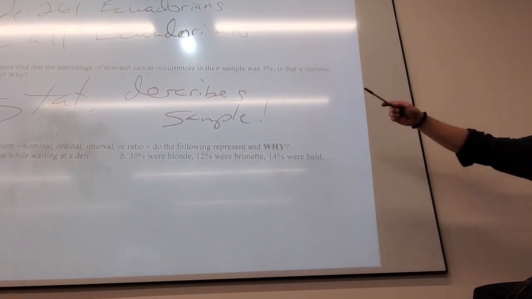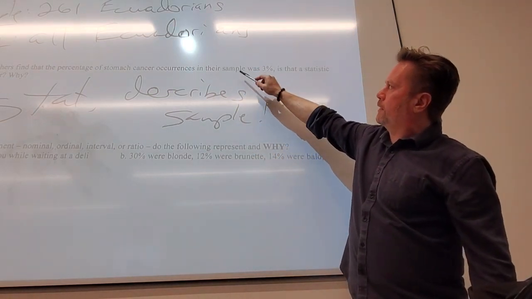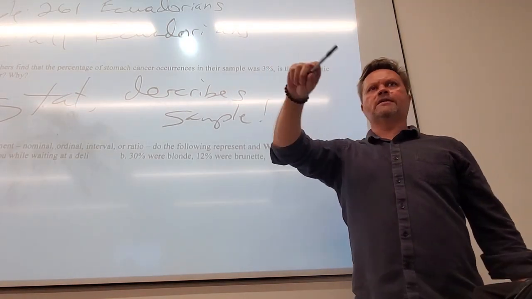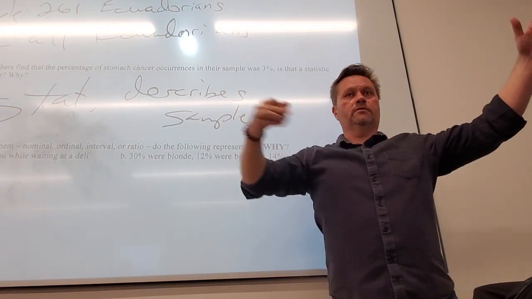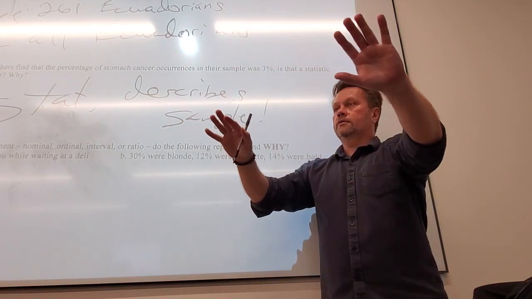So what would I change if I wanted to make it a parameter? Population. Yeah, just say if they estimate that the percentage of stomach cancer occurrences in the population or for all Ecuadorians was, that would be a parameter because now they're describing the entire population. Are you guys with me? Okay, I love it. Nothing too crazy yet.